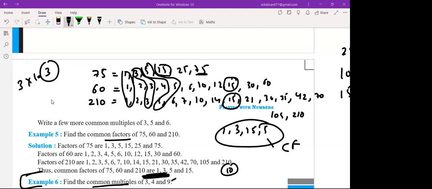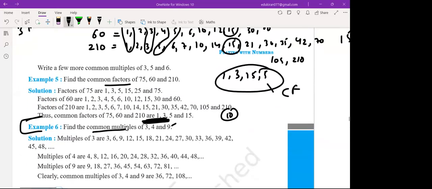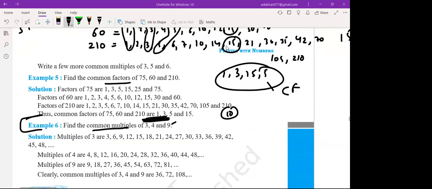Ma'am, should I say the answer? Yes, tell me the answers. The multiples of 3: 3, 6, 9, 12, 15, 18, 21, 24, 27, 30. Yes, right? And what are the multiples of 4? I only got 36. You have to only write till 10, so it will be till 10 here. Then 9, 18, 27, 36, 45, 54, 63, 72, 81 and 90.